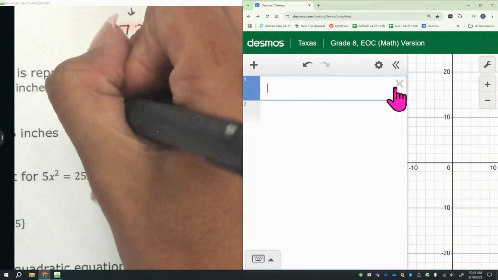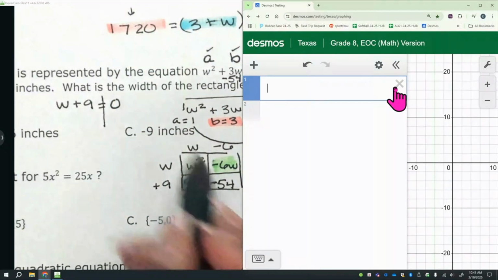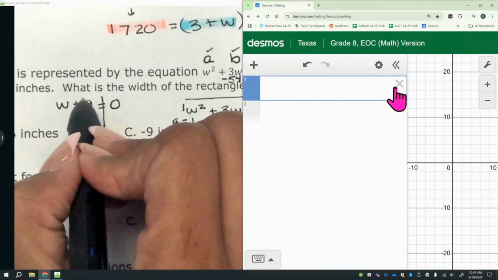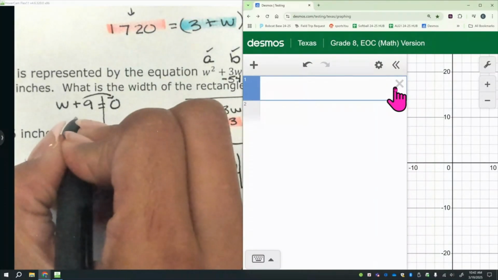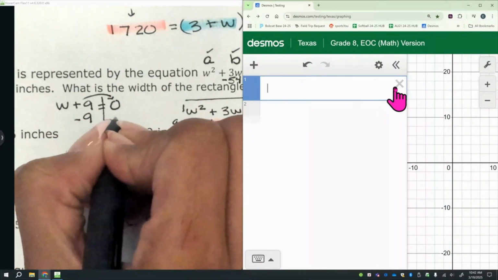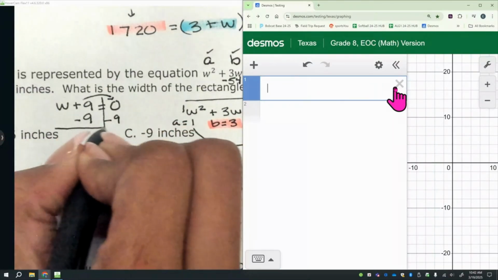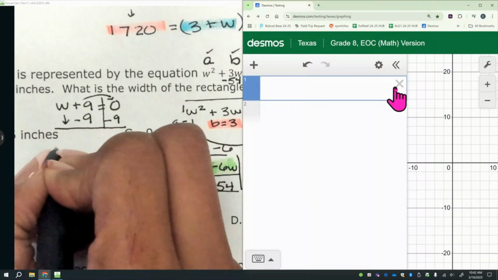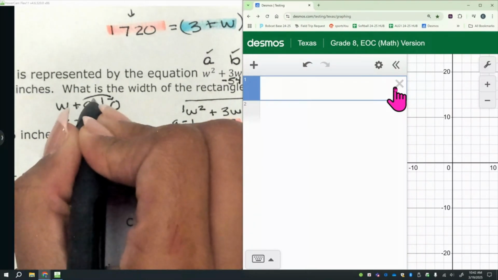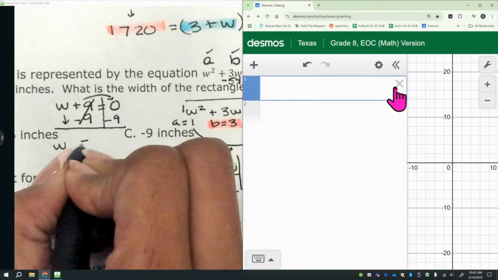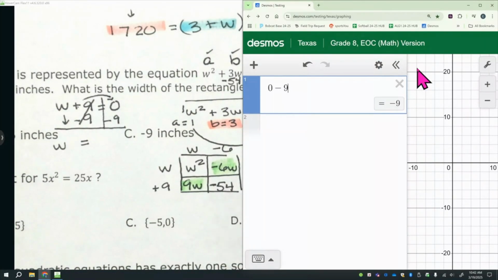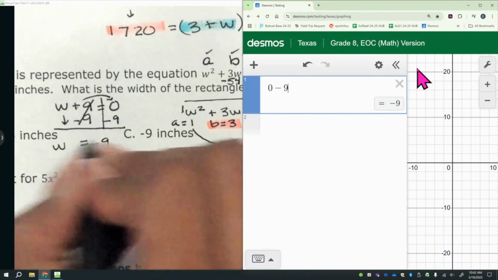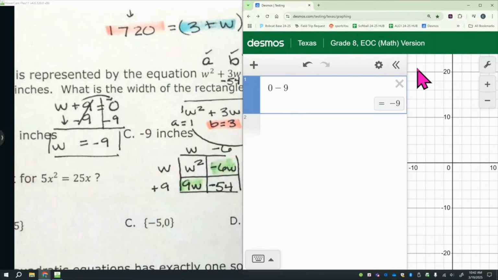When we solve, I draw a line down my equal sign, and I want to get W by itself, so I need to move this positive 9. How do we do that? We subtract 9 from both sides. Draw my line. W comes down. Positive 9 and negative 9 cancel out to 0. And now 0 minus 9 equals negative 9. So that's one of my solutions.